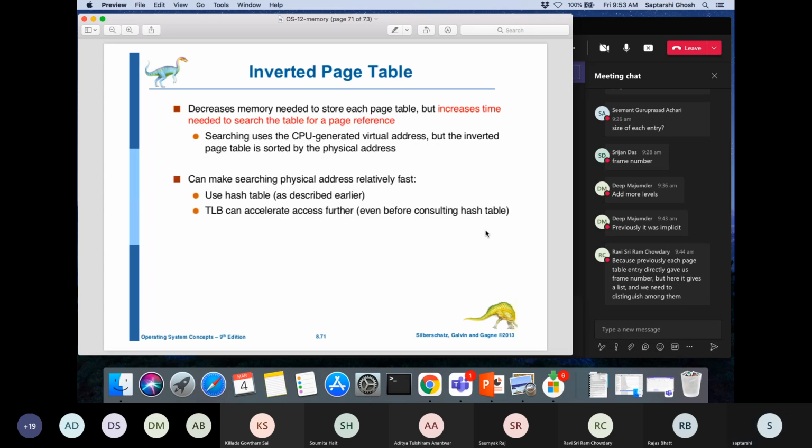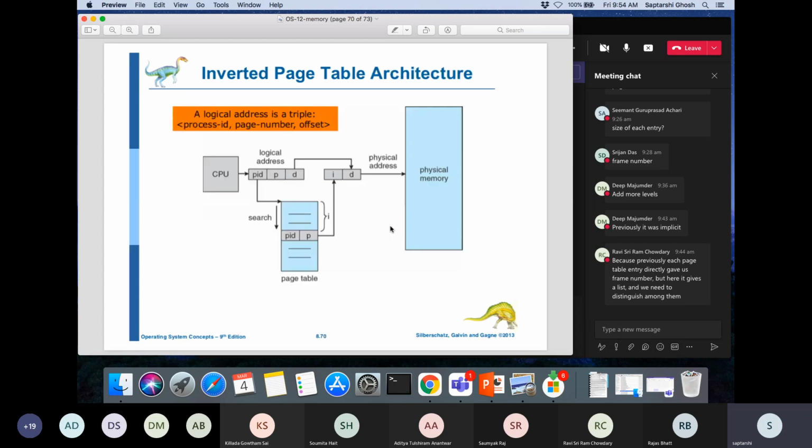Okay. So this scheme definitely decreases the memory needed to store each page table, because now there is just one page table. Huge reduction in the memory. However, the cost is that it increases the time needed to search the table for a page reference. And that is because, see, your search key is the virtual address, like PIDP.